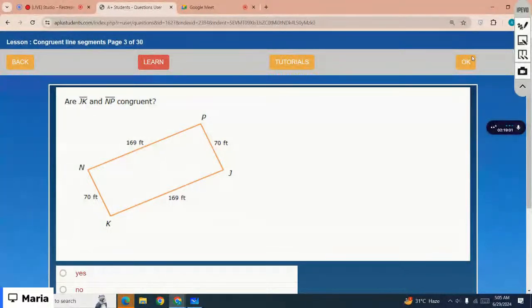Are JK and NP congruent? JK and NP. Yes, they are congruent. The correct option is yes, right?